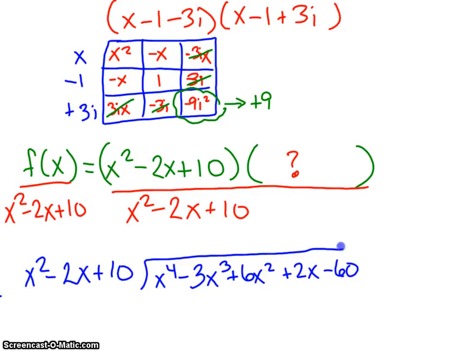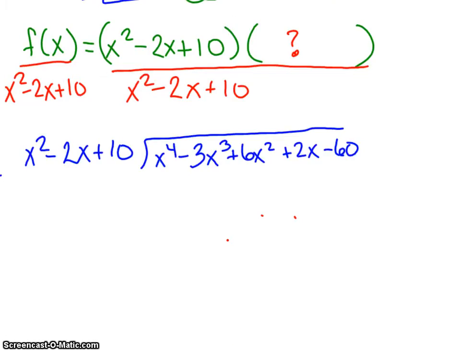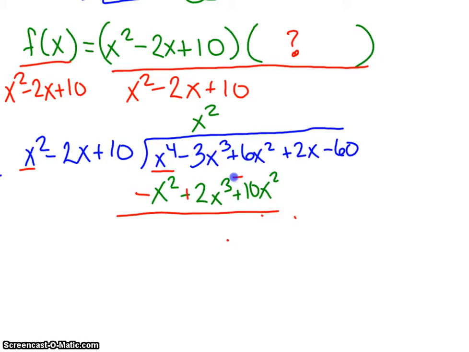Okay, and you're going to have to do long division here because, again, you can't do synthetic division with a trinomial. Okay, so long division: the first one on the inside divided by the first one on the outside is x squared. When you distribute, you get x to the 4th minus 2x cubed plus 10x squared. Switch the signs, and the x to the 4th cancels. You get negative x cubed minus 4x squared, bring down the 2x.